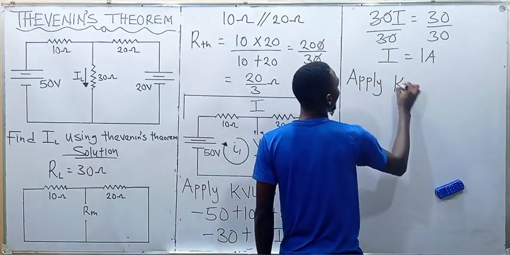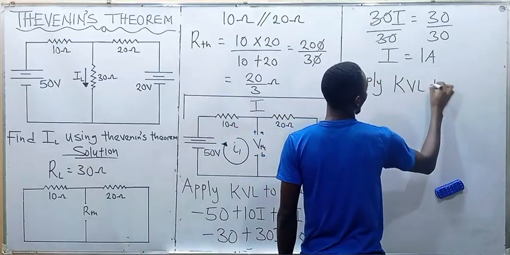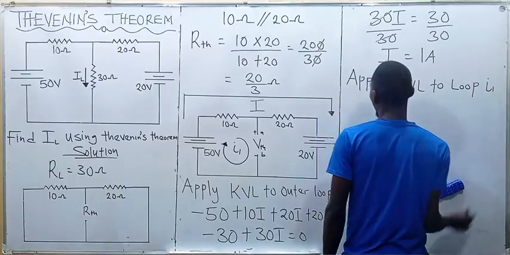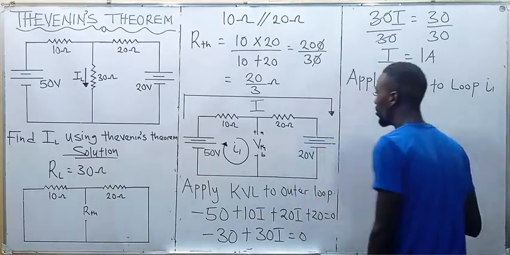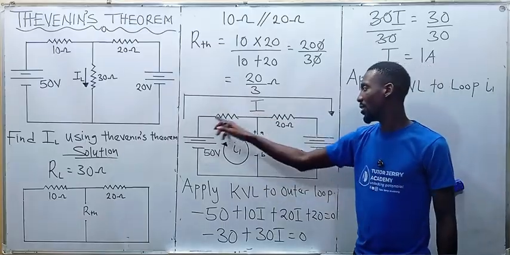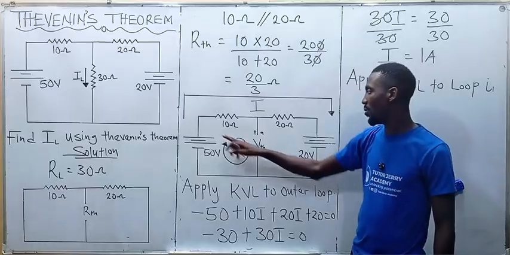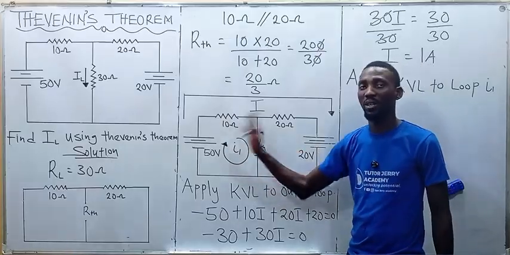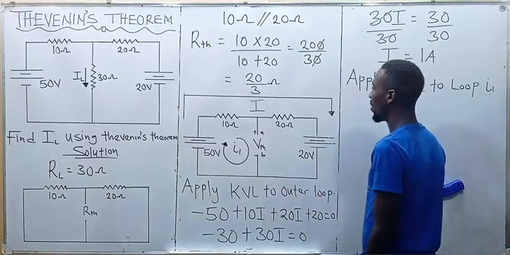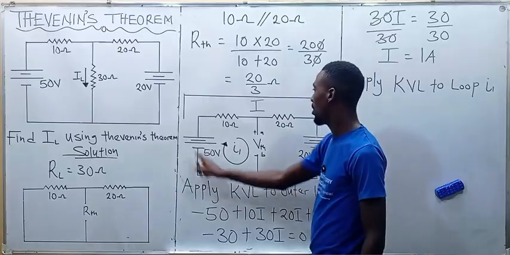So apply KVL rather to loop I1. All right, so if we do that, don't forget that the same current that is flowing through this outer branch here will be the same current that will be flowing through this one here too. I hope you understand. That is, we can say I1 is equal to what? I. All right, so let's go. We are just considering this loop here.